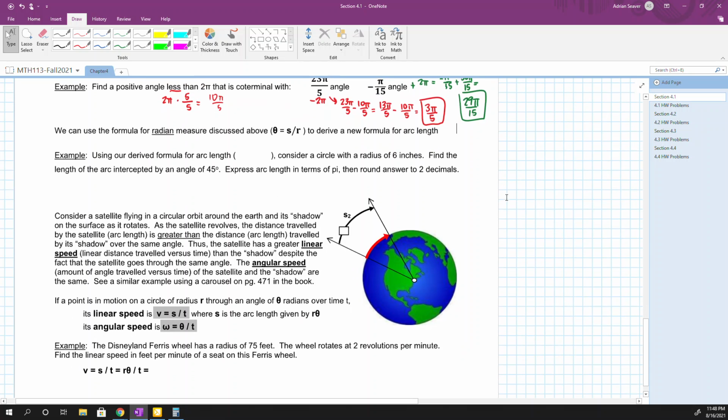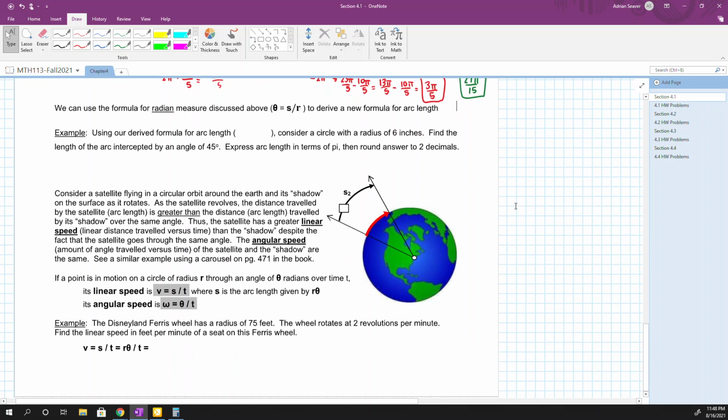Okay, so let's move ahead. It says we can use the formula for radian measure discussed above. Well, we can derive a new formula for arc length. So again, this was your angle in radians. S we said was arc length. And then R we said was the radius of your circle, if you were to draw one there.